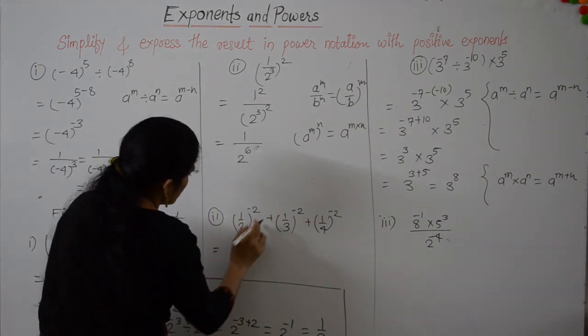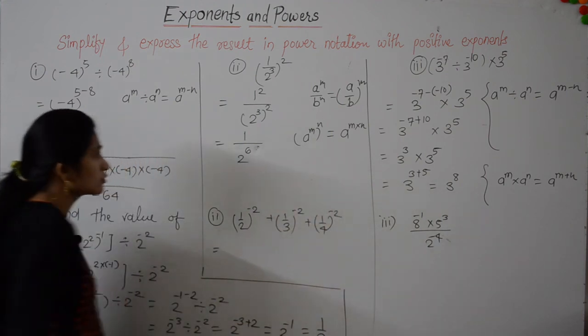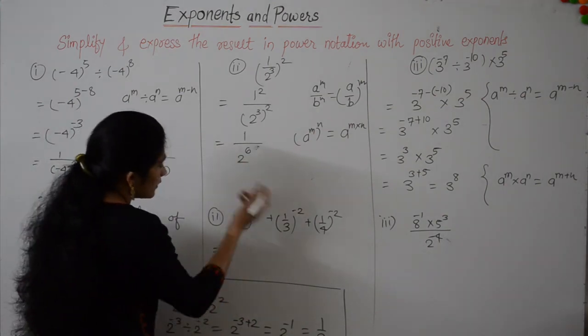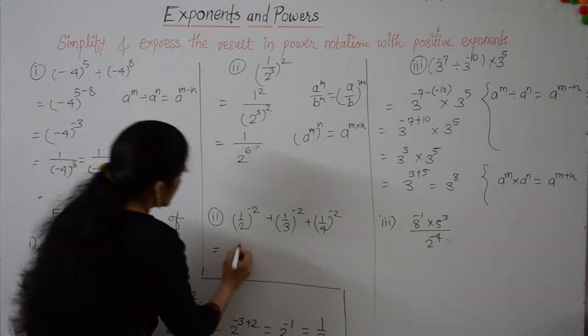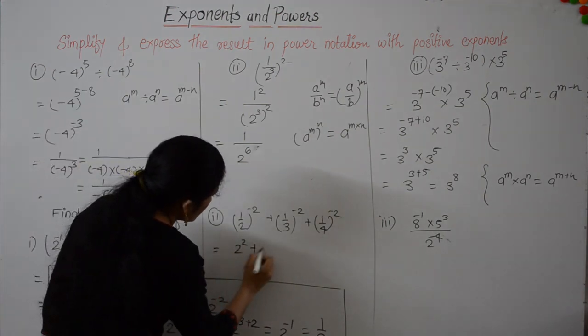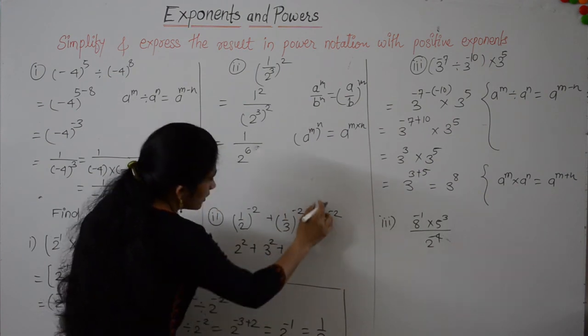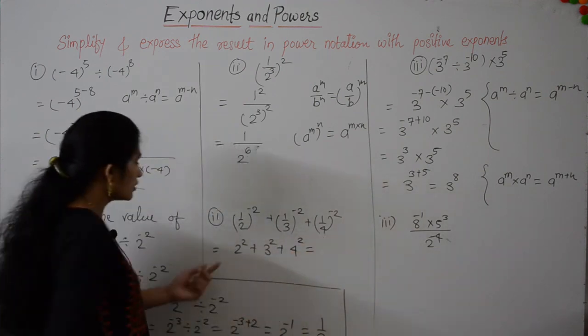Next, 1 upon 2 raised to power minus 2, 1 upon 3 raised to power minus 2, 1 upon 4 raised to power minus 2. So we have to write it in the form of positive exponent. So take the reciprocal. When we take the reciprocal, this negative exponent will turn into positive exponent. Therefore you can write 2 square plus the reciprocal of 1 by 3 is 3, and the power will become positive. The reciprocal of 1 by 4 is 4, and the power will become positive.